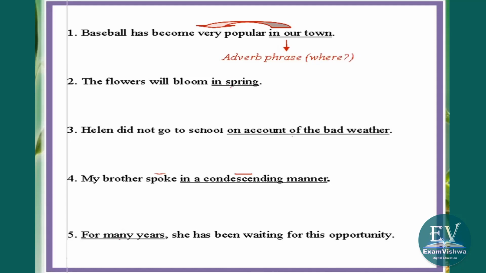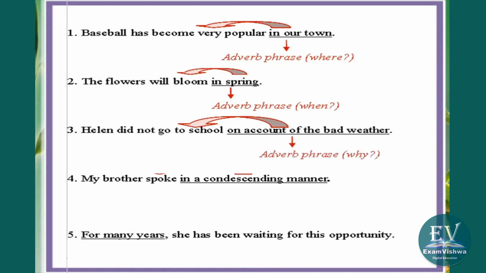The flowers will bloom in spring. What is it trying to say? It is trying to say when the flowers will bloom. So it is the adverb phrase of time. When. Helen did not go to school on account of the bad weather. On account of the bad weather means the reason why Helen did not go to school. It means because of the bad weather. So here it is an adverb phrase of reason. Why? So where will mean place, when will mean time, why will mean reason.